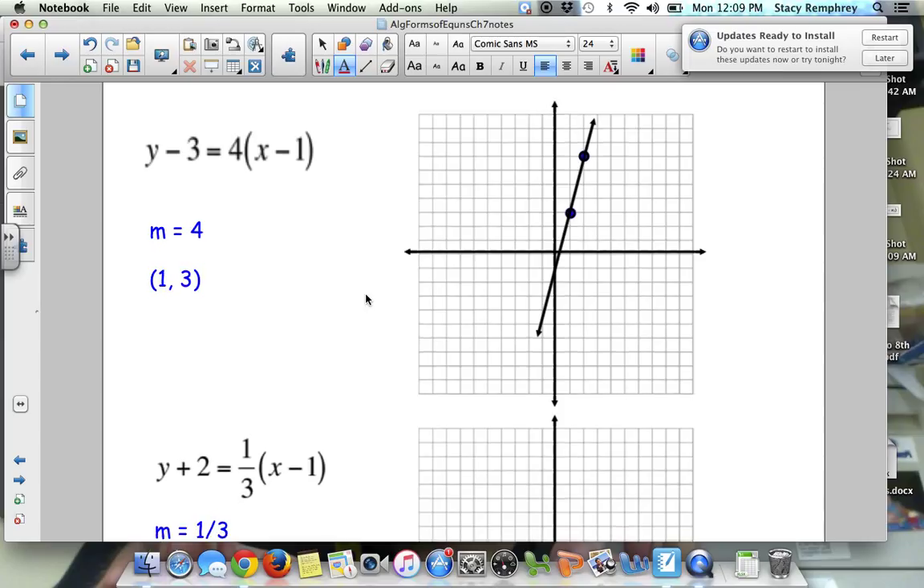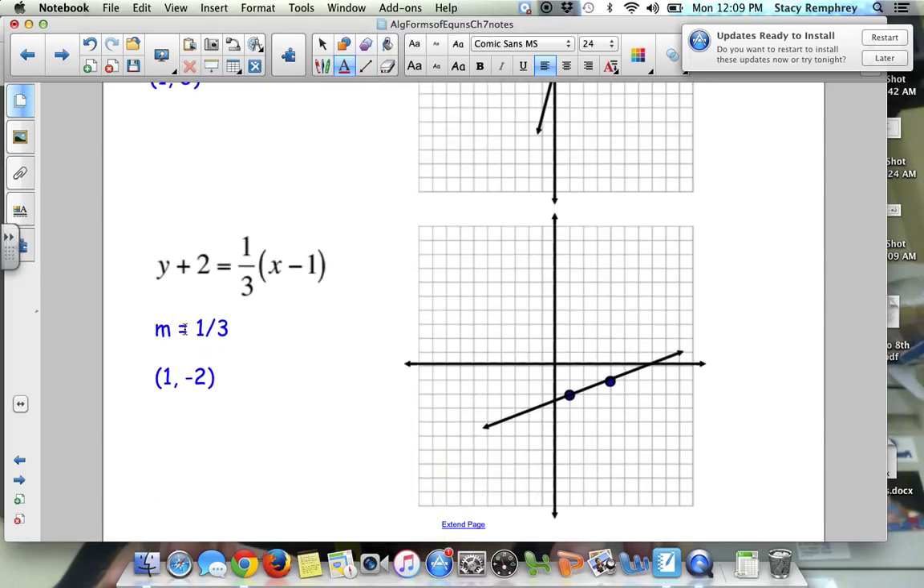All right, in this one, the slope was 4. The point was 1, comma 3. So again, start by plotting your point, 1, 3, rise 4, run 1. You could do it again, rise 4, run 1. You also could go -4, -1, because a double negative move makes a positive.